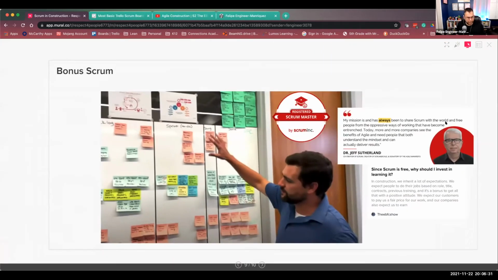Bonus Scrum. Oh my goodness. Didn't even know it happened. Dr. Jeff Sutherland invented Scrum over 2 decades ago, and he wants to free the world from the oppressive ways that have become entrenched in today's Western management style. Let's give the power back to the people, raise the creativity, and allow people to freely flow through the work they deliver every single day. This project is multiple hundreds of millions of dollars, and they're operating several different Scrum teams. They do actually have two Scrum Masters on this project, and there'll be more to come.